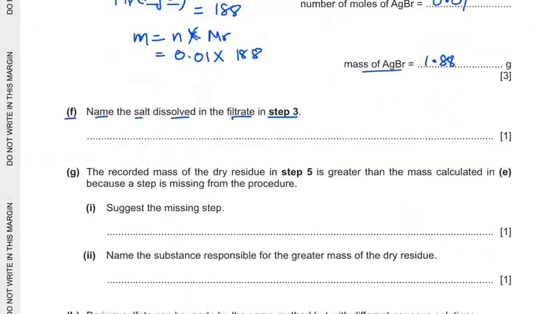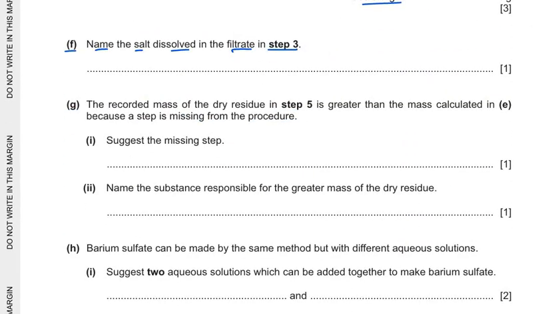So let's write that name the salt. So name is sodium ethanoate. We need to write the name. Remember, they have not asked us the formula, so name: sodium ethanoate.